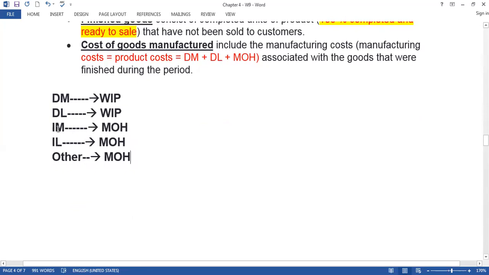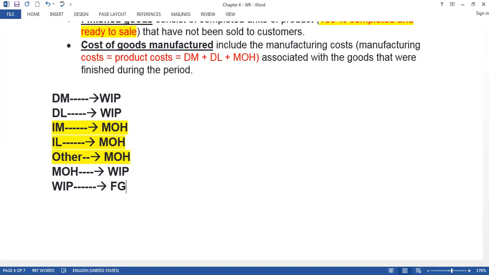Then when these three go to MOH, then MOH transferred to WIP. You understand? In the middle, the yellow color is important here. So indirect materials, indirect labor, and other transfer to MOH. When they transfer to MOH, then MOH transfers to WIP. Then WIP transfers to where? Can you remember? WIP transfers to finished goods.